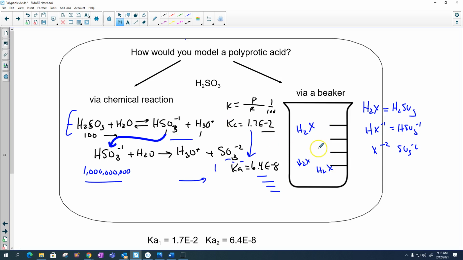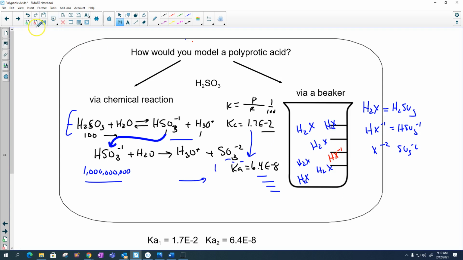If you drew a whole bunch of them, maybe you could stretch it out, and you could draw one of these guys, because it is 1 to 100, maybe.